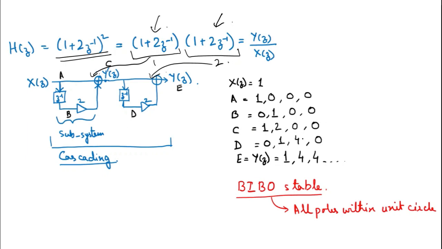So at D, there is a mistake, so please correct it. So what is happening? We have different points A, B, C, D, E. E is the output. So A is the input.